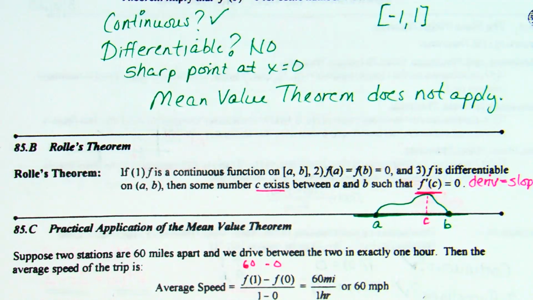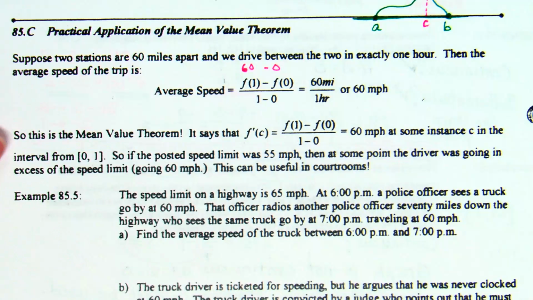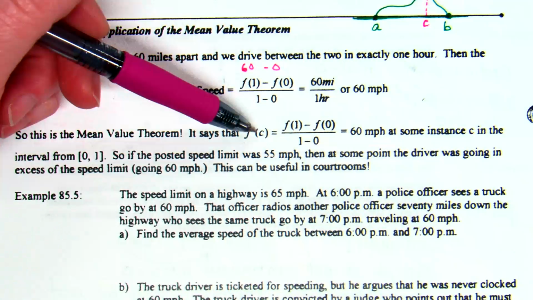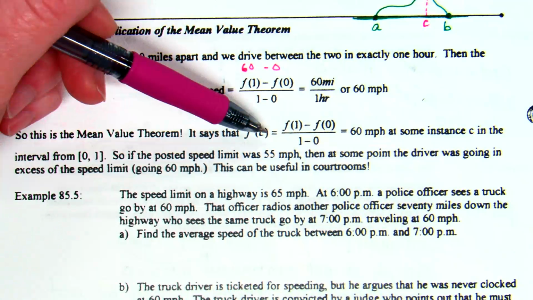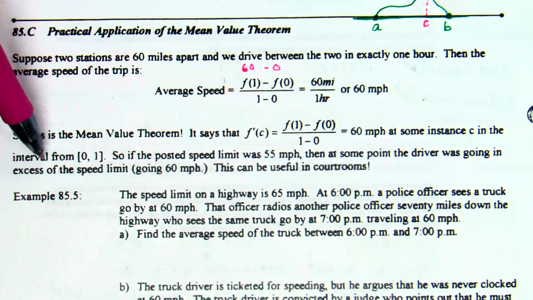And I think I just explained some of what is written down below, I just realized. I forgot to keep reading. So this is the mean value theorem. It says that f prime of c, the derivative, is what it says up there. So at some instance c in the interval, they had to be going 60 miles an hour. Okay? Which, think about it, makes sense.